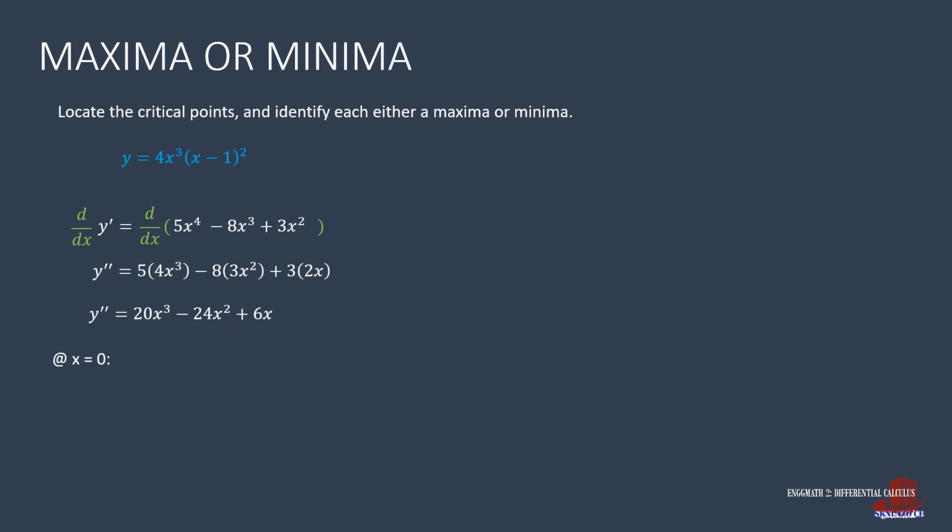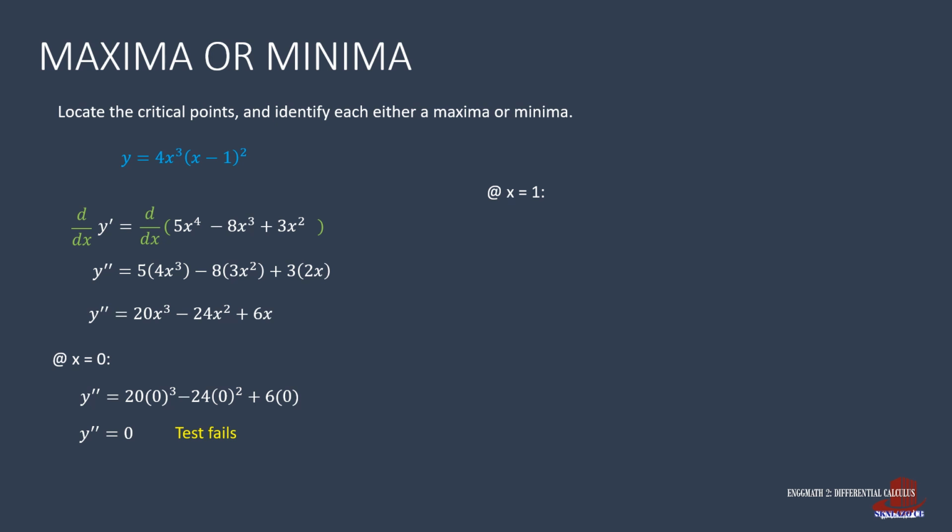Now plug in x of 0, making y double prime then as 20 times 0 cubed minus 24 times 0 squared plus 6 of 0, where y double prime is 0. At this point, the second derivative test fails. Before testing the first derivative, let's finish the rest of the coordinates.